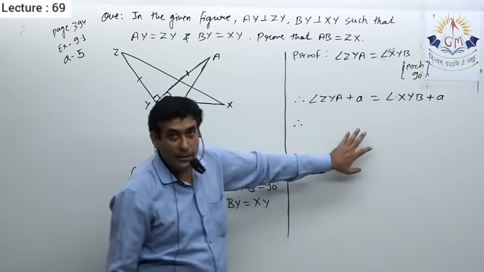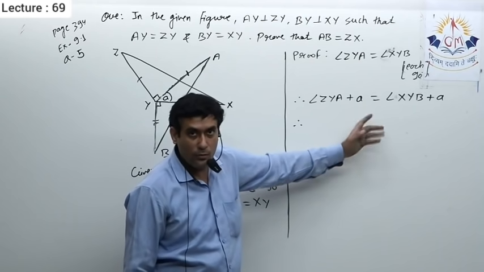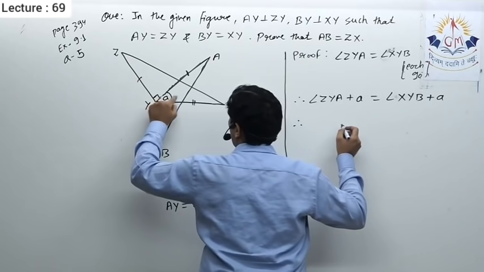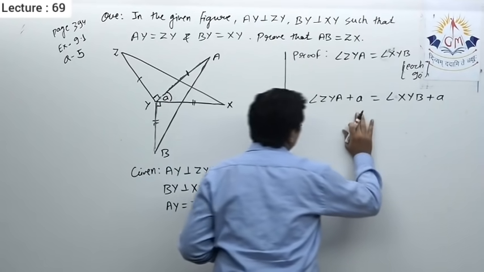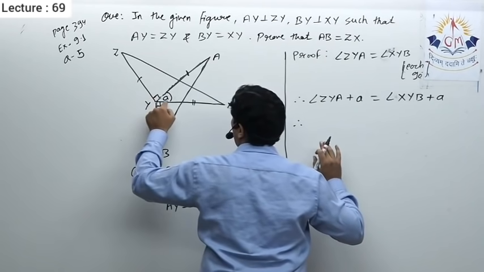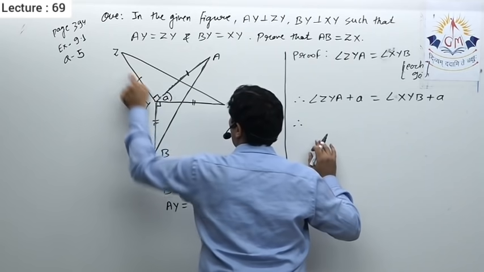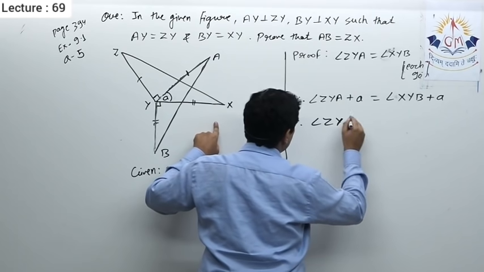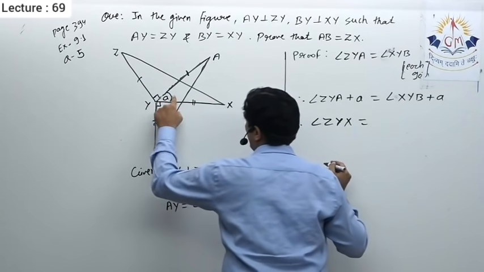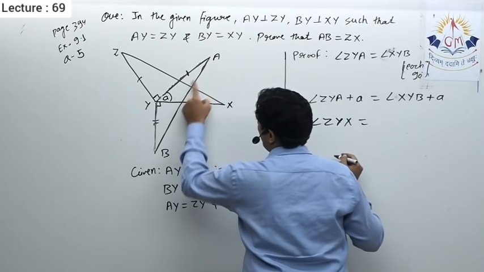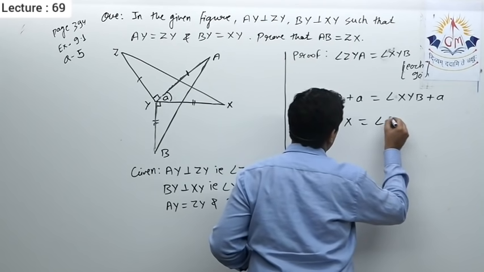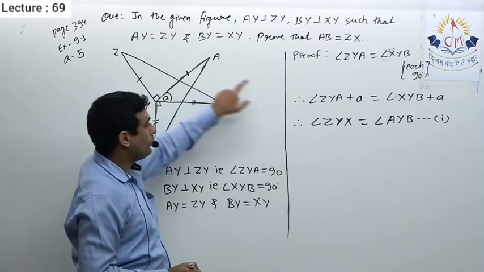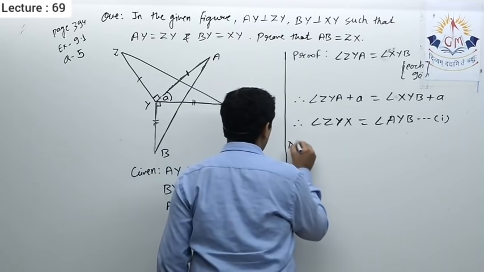So again here I can say, on adding equals to equals, the wholes will be equal. So angle ZYA plus small a is equal to angle ZYX, and similarly if I add this portion, I will get angle AYB. Let this be 1, because now I take those two triangles and over there I need this. So now I will come to the triangles.